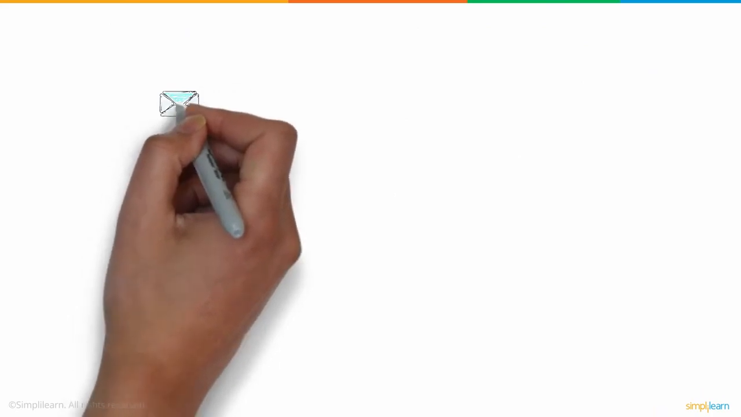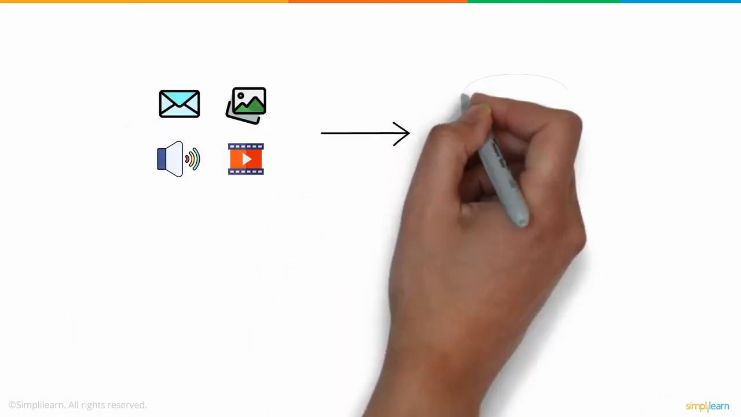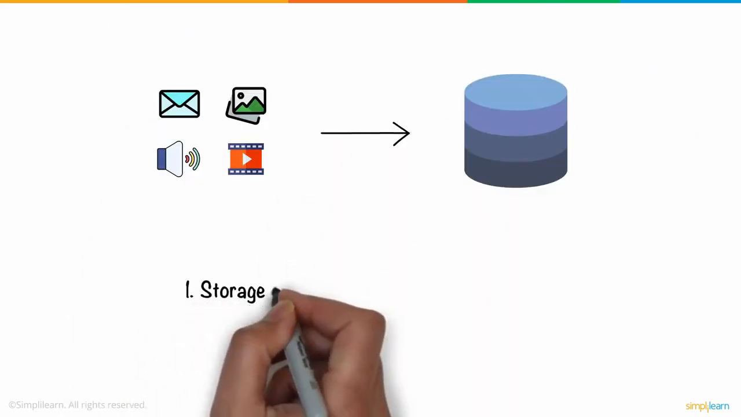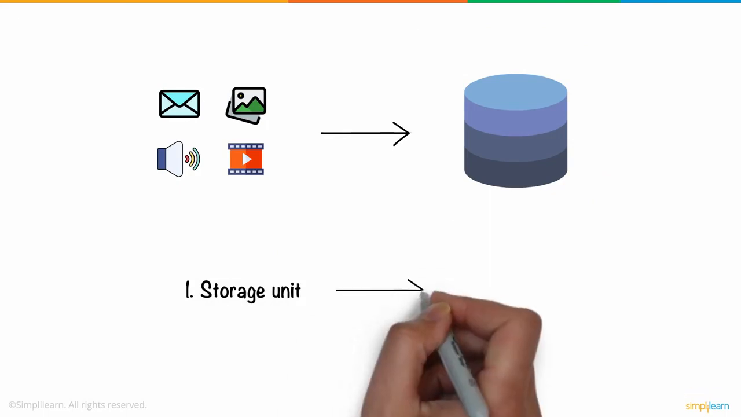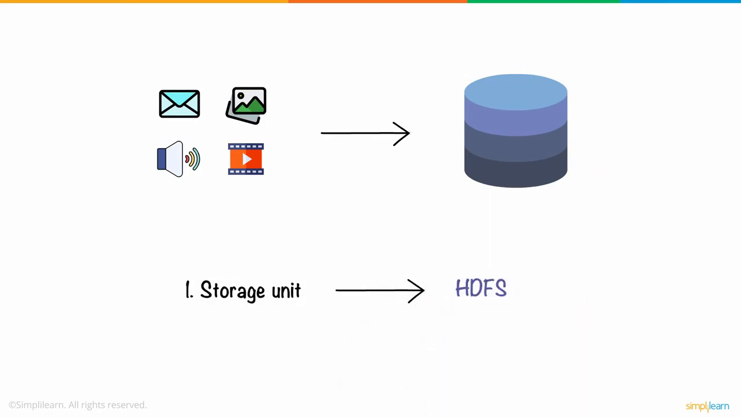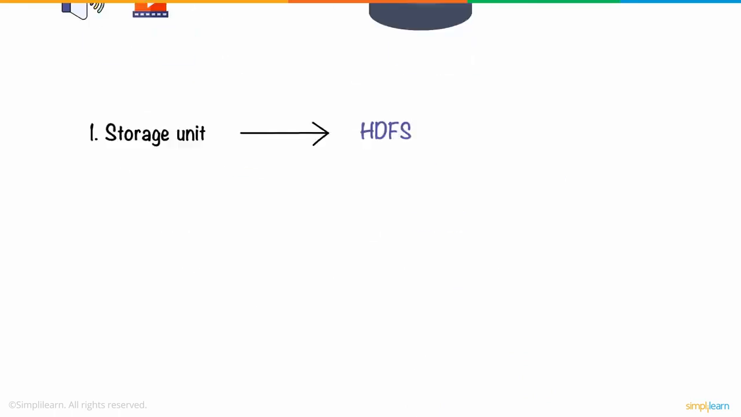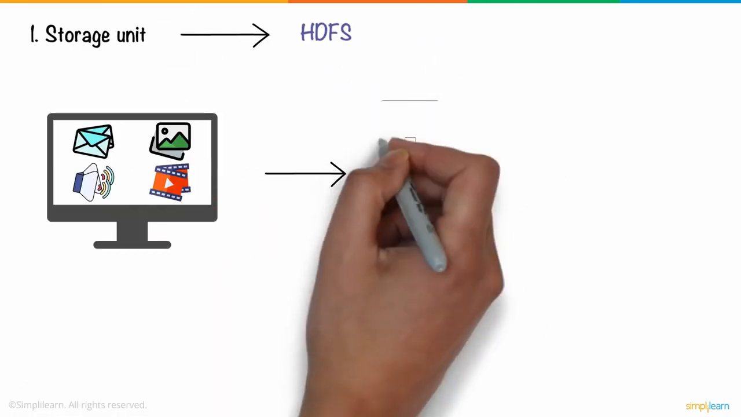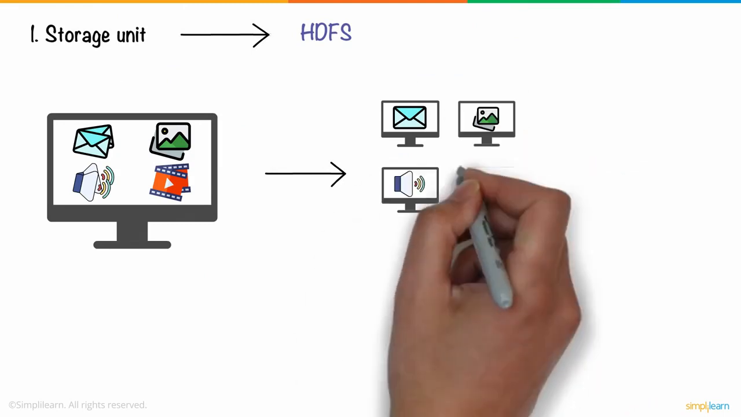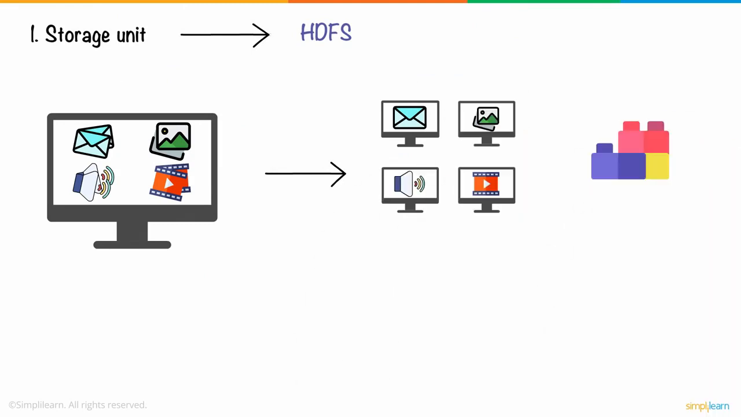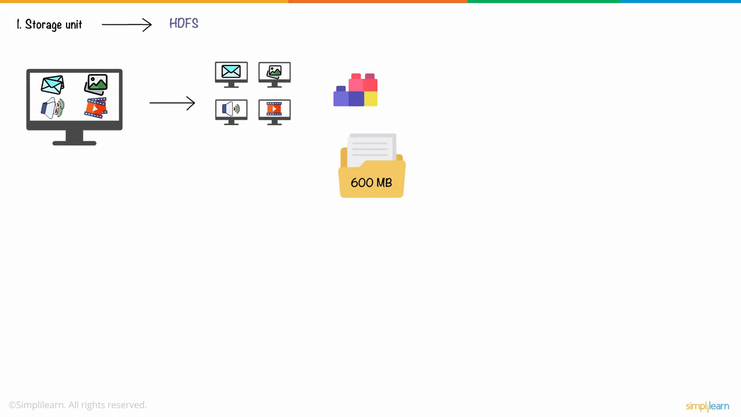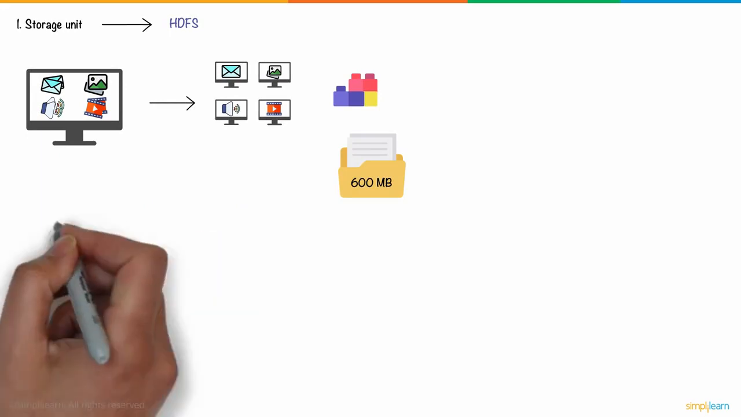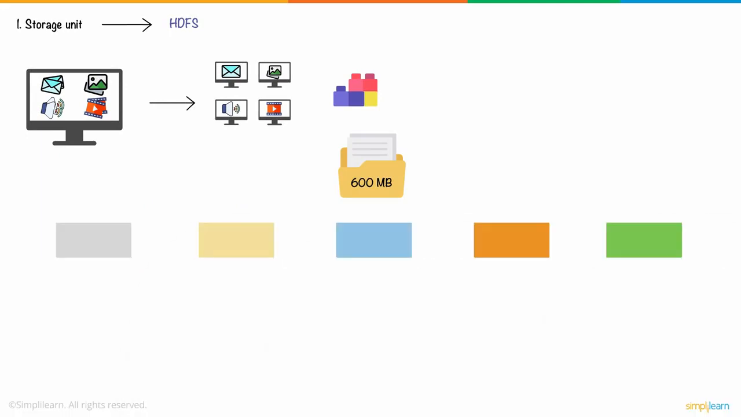In order to capitalize on data, the first step is storing it. The first component of Hadoop is its storage unit, the Hadoop Distributed File System, or HDFS. Storing massive data on one computer is unfeasible. Hence, data is distributed amongst many computers and stored in blocks. So, if you have 600 megabytes of data to be stored, HDFS splits the data into multiple blocks of data that are then stored on several data nodes in the cluster.